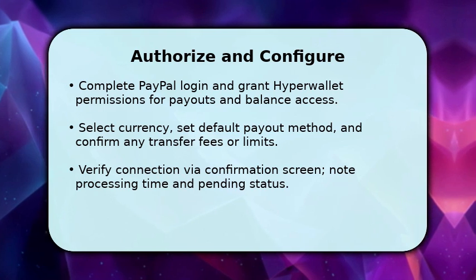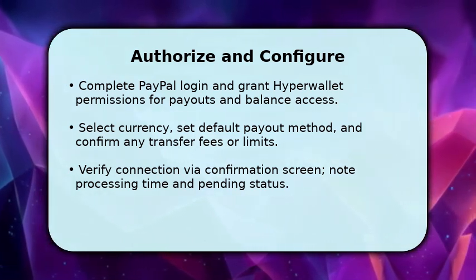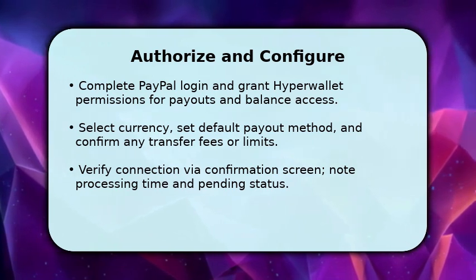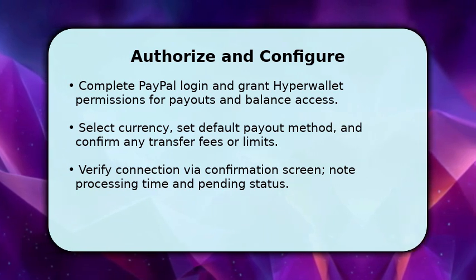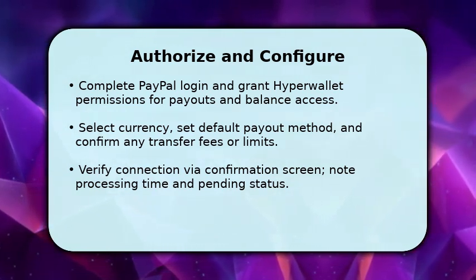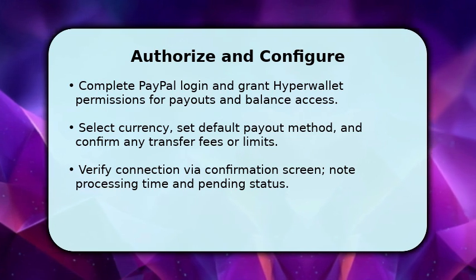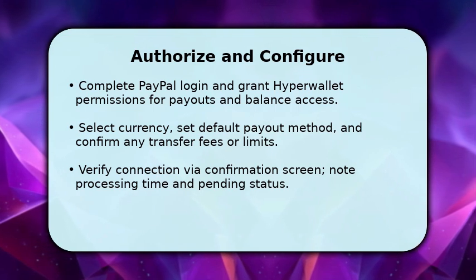After authorization, return to Hyperwallet to select the payout currency and designate PayPal as your default or secondary payout method. This matters for conversion and fee behavior. Make sure to read displayed transfer limits and fee estimates so you understand timing and costs. You should see a confirmation or pending connection notification. Keep that page until Hyperwallet.